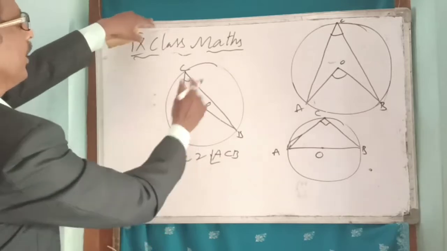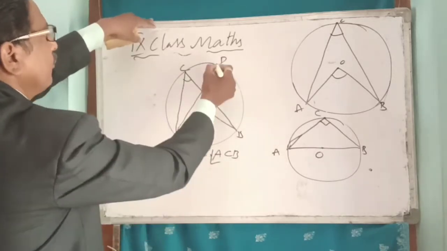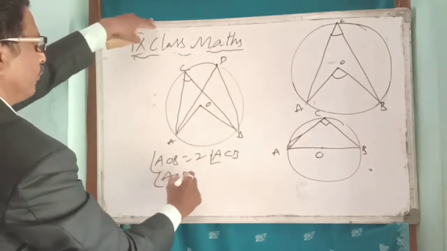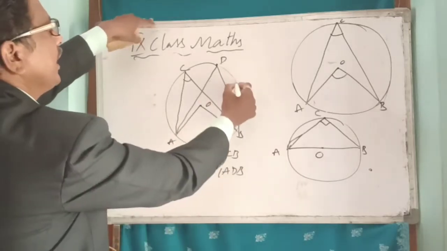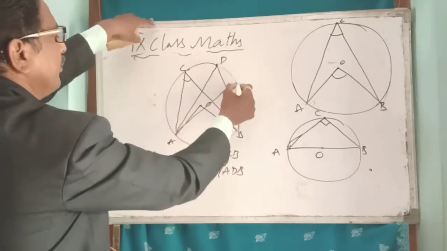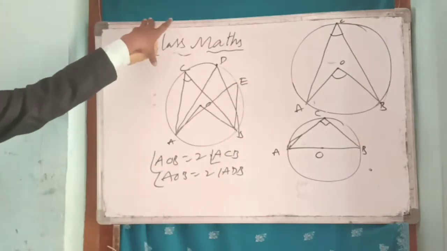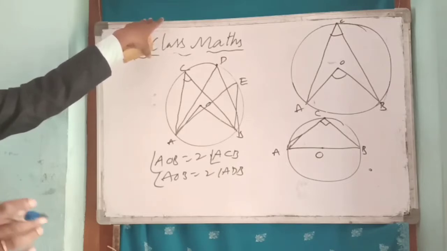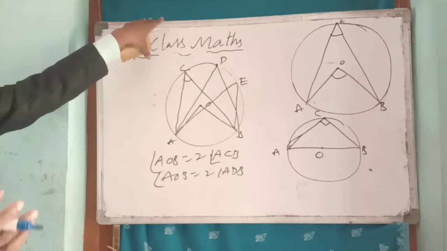And similarly, suppose here there is a point D. Then here also angle AOB equals 2 angle ADB. So like this, how many angles are there here in the same segment? All are equal. So angles in the same segment are equal. These three concepts we discussed yesterday. Based on these three concepts, today I will explain some examples.